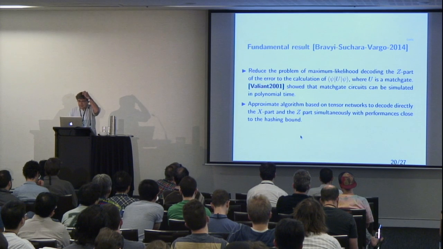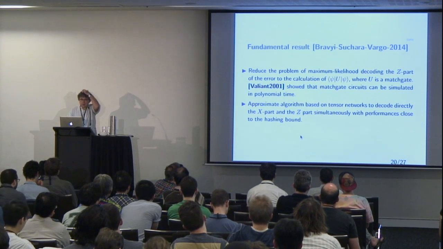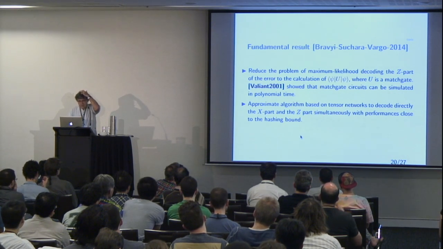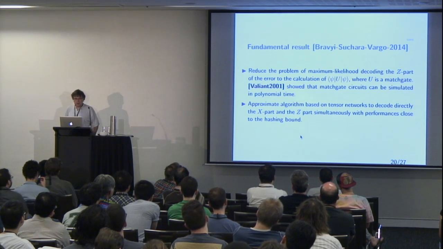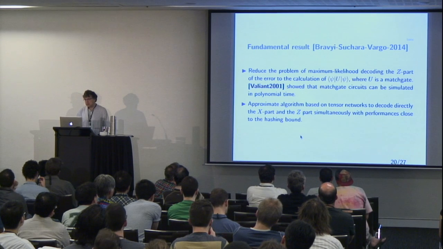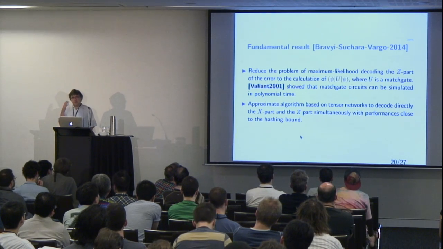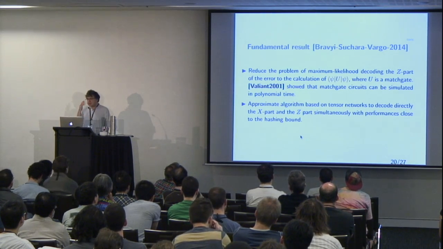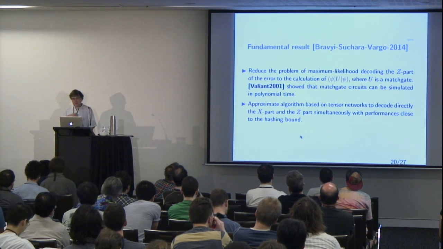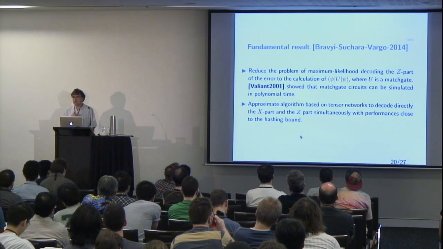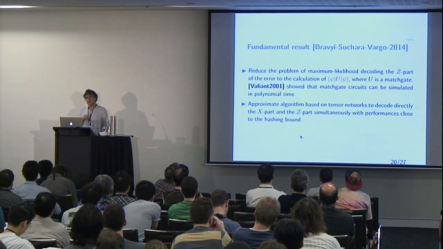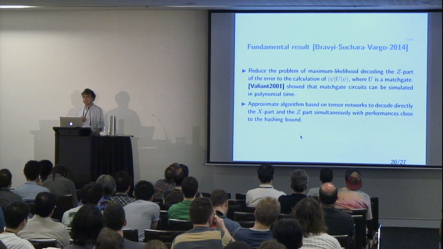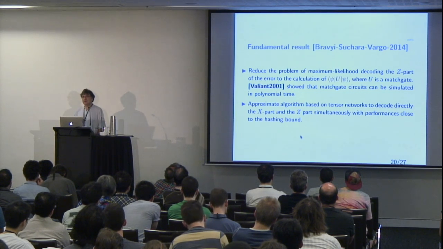And the reason why this can be done is that this calculation turns out to be related to matchgate circuits, and for which there is a result of Valiant that this kind of circuit can be simulated in polynomial time on a classical computer. It's a very, very interesting result. I really mention this because I think that this result will have other applications. So this is the first thing.